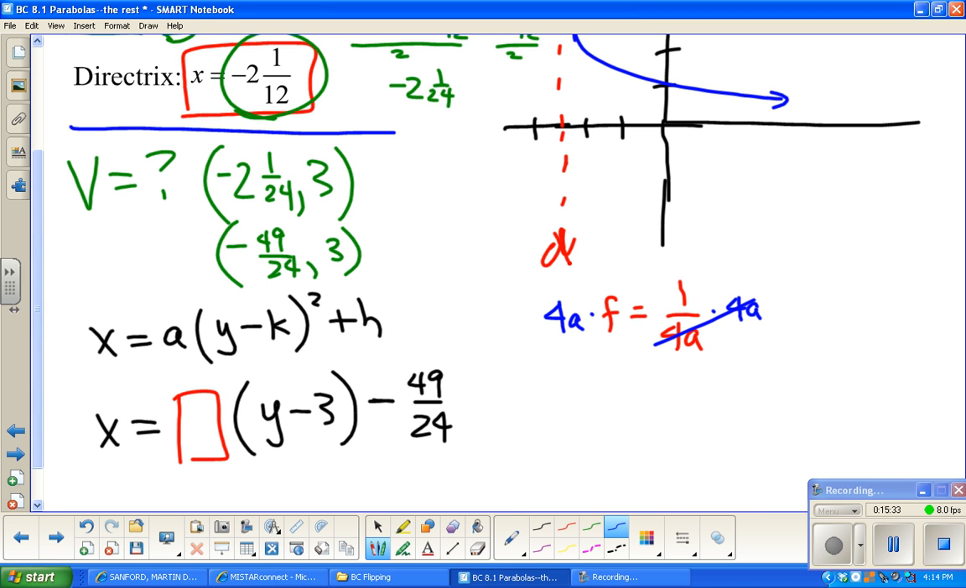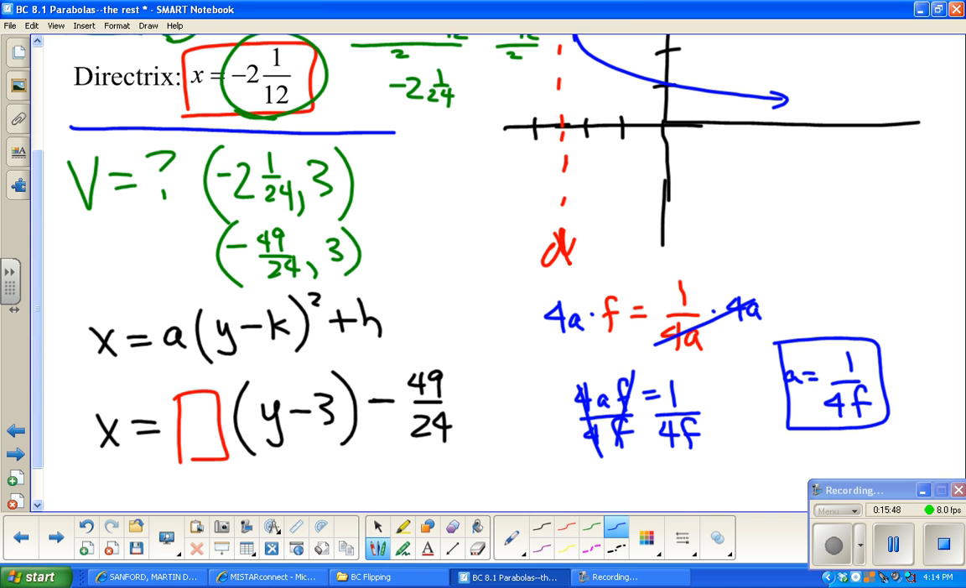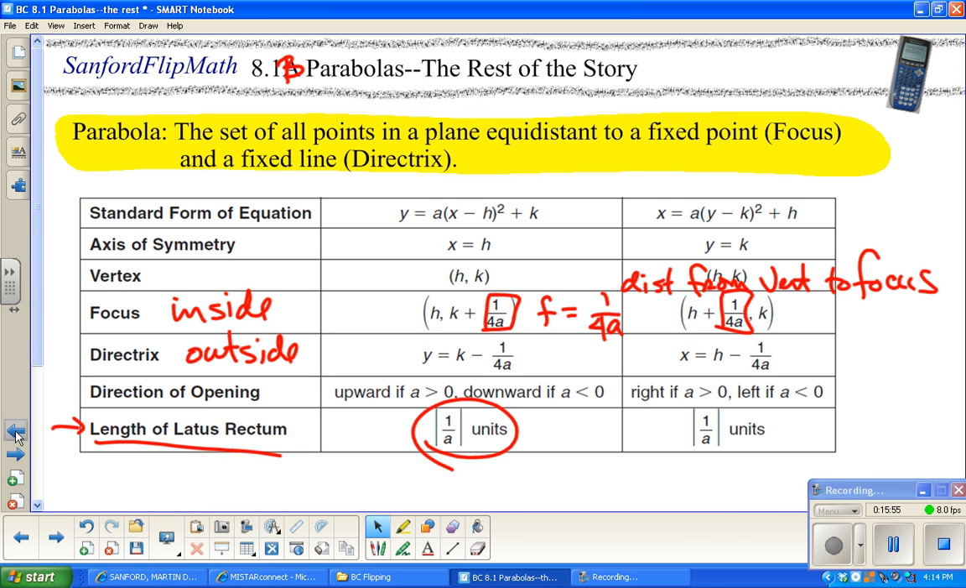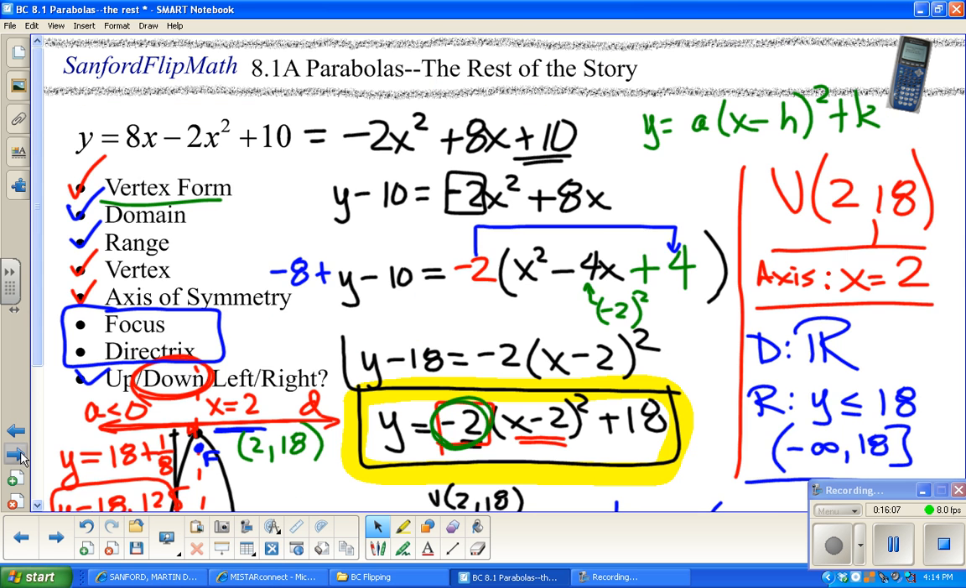Because I'm going to be solving for a, 4af equals 1. I'm solving for a. So a equals 1 over 4f. You can either remember that or solve for it every time. You might even, dare I say it, pop back and make a quick note to self that a equals 1 over 4f. If you want to add that to your little list, you may. F is still the distance from the vertex to the focus.